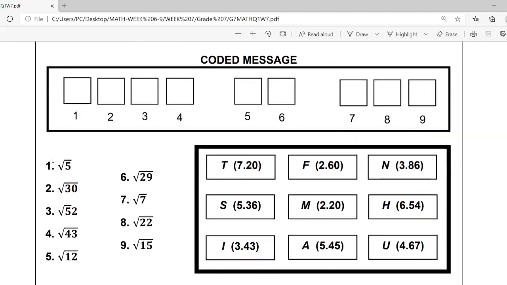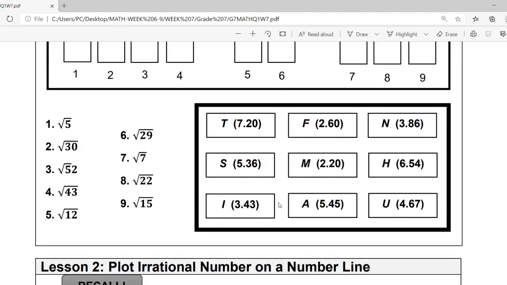So like number 1, what is the square root of 5? So you just look here. If your answer is 2.2, then you write the letter M in number 1. So that is letter M. That is just an example. You need to solve that one.